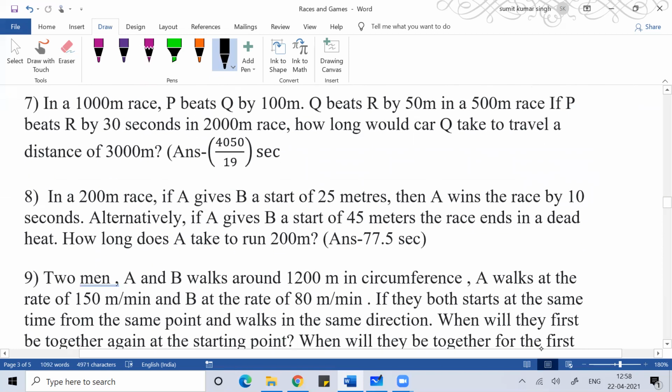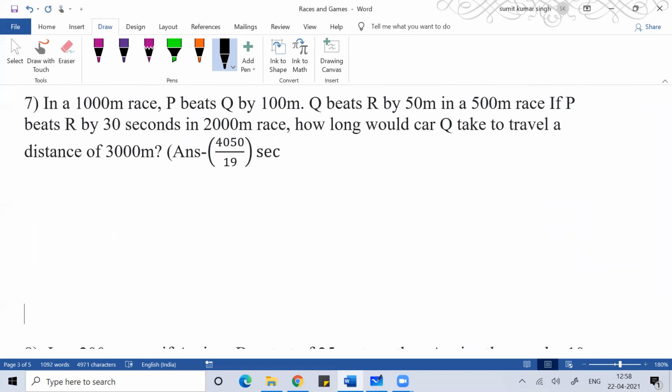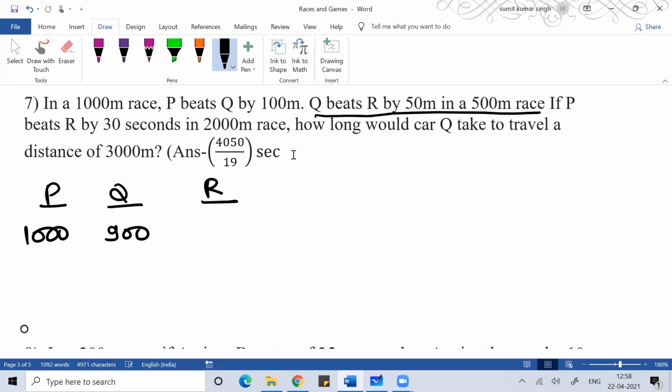See the next question, question number 7. In a 1000-meter race, P beat Q by 100 meter, meaning when P covered 1000 meter, Q covered 900 meter. And Q beat R by 50 meter in a 500-meter race.